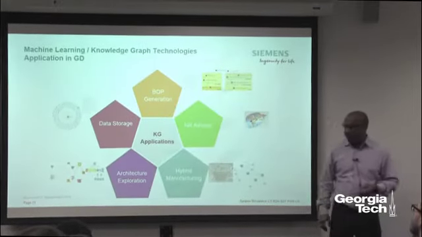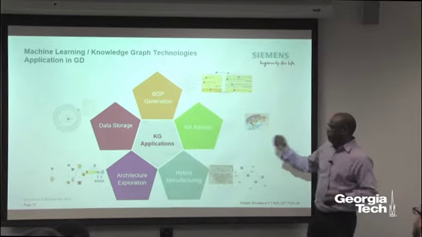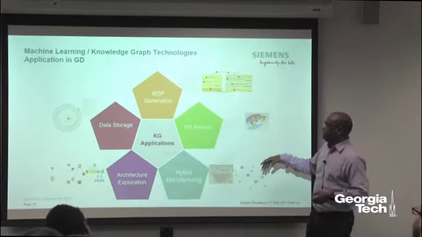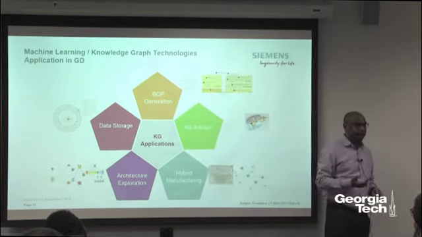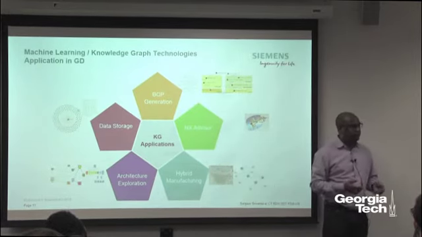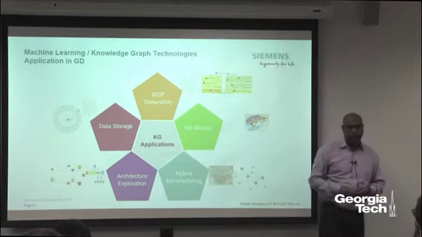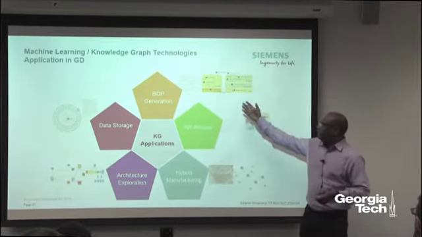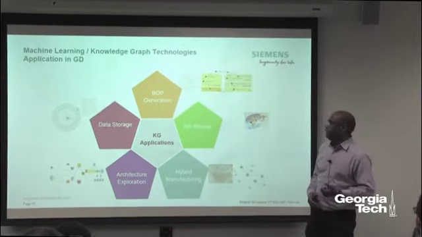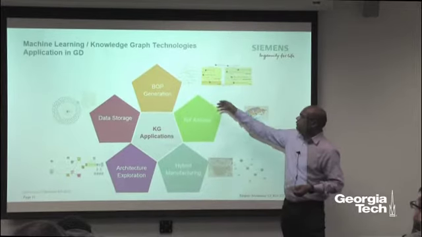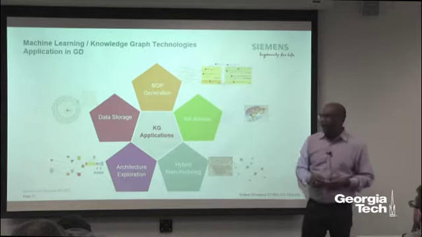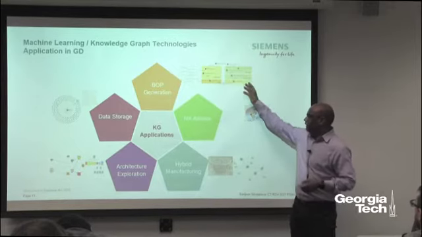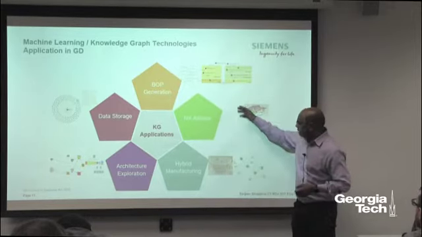So this shows some examples of the knowledge graph in different use cases we have. BoP generation simply means bill of process generation. What is the correct or most optimal sequence of processes which you want to follow in order to manufacture a part? So we use the knowledge graph to embed the knowledge about the manufacturing process and the design, and then you utilize that.